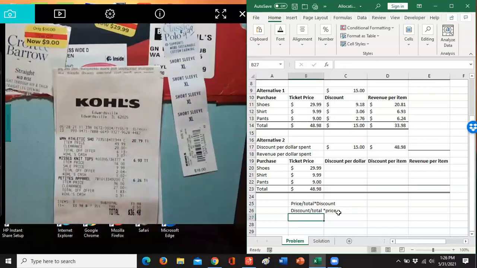The advantage here is if my discount's always the same and my total's always the same. So everybody always spends $48.98 and they always have a $15 coupon. I can come up with a discount per dollar spent and use that instead. So if I take the $15 divided by the 48, I come up with 30 cents worth of discount. If I put that in here and I copy that down and I multiply it this way, I'm going to get exactly the same for the discount.